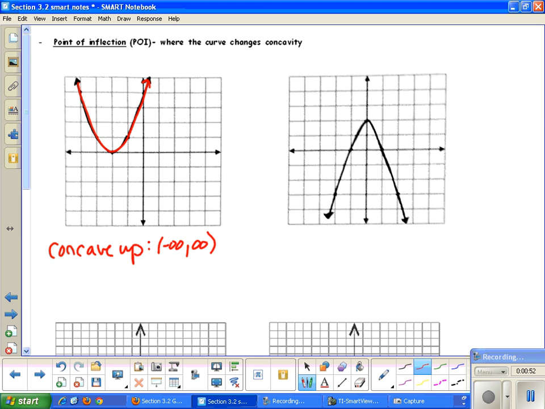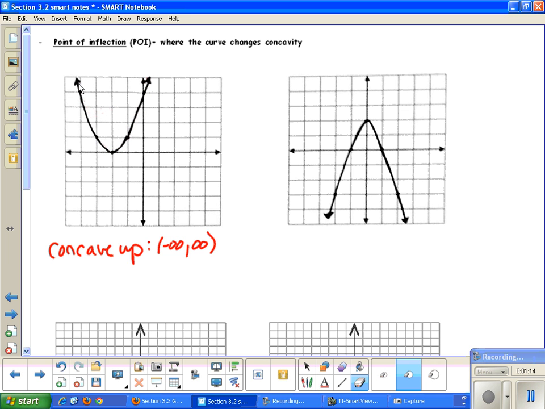And what that was talking about before with a line segment connecting two parts of the curve: if it's below the curve, it's concave down. And for any 2 points that lie on a curve, if the segment that connects them is above the curve, then it's concave up, like this.